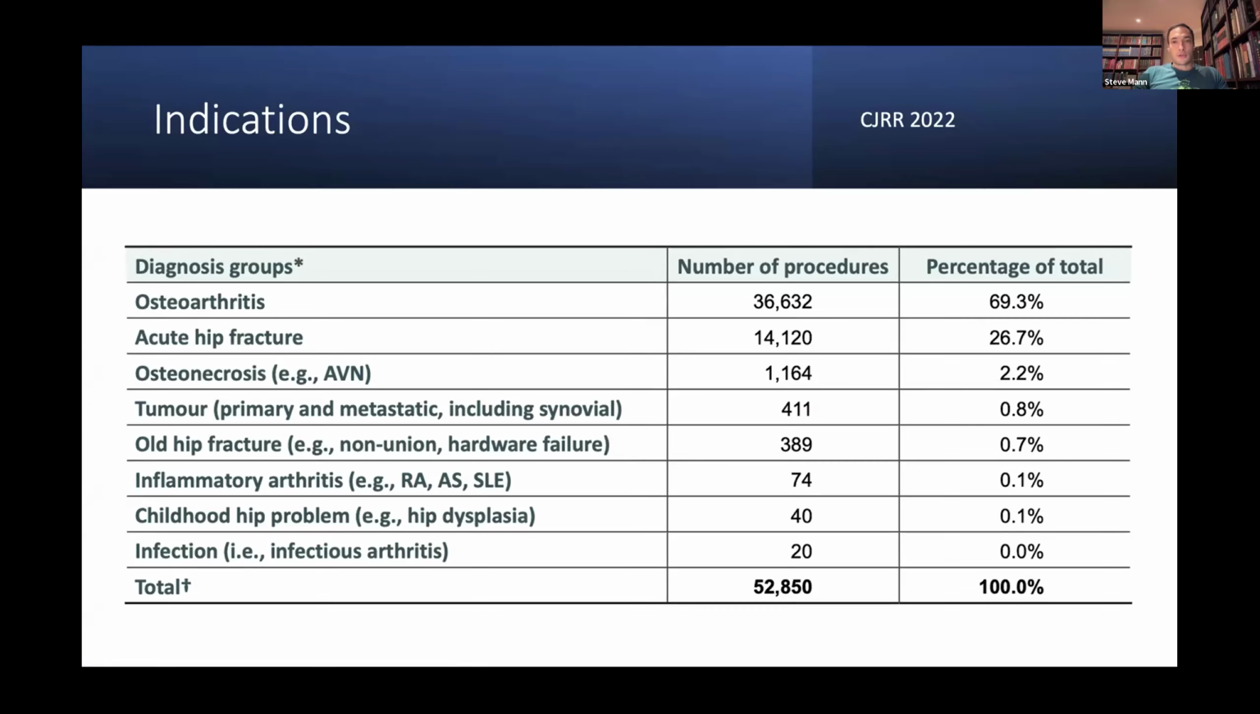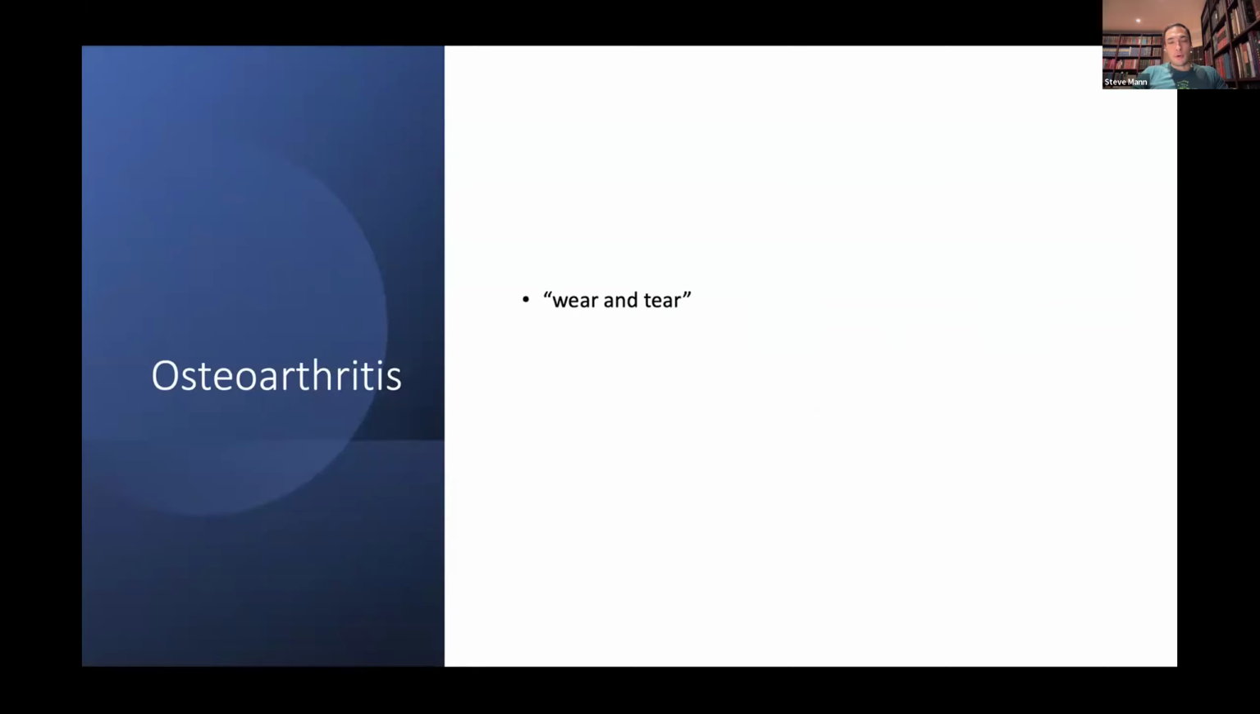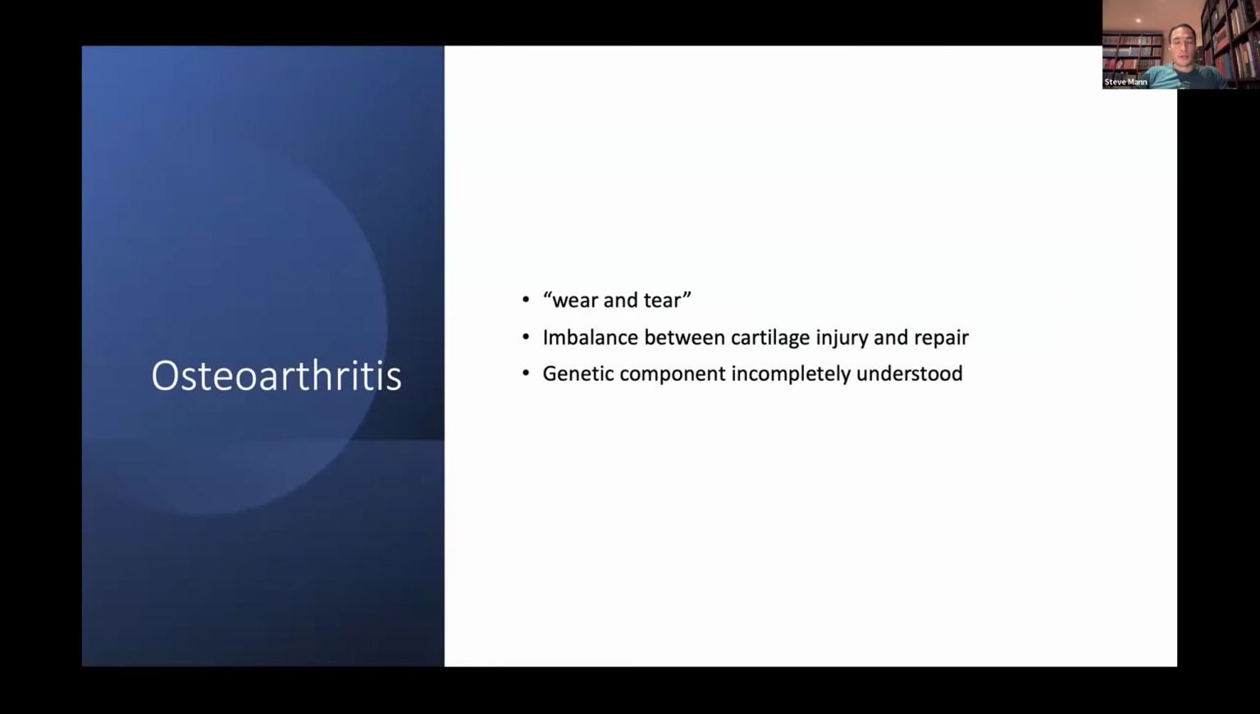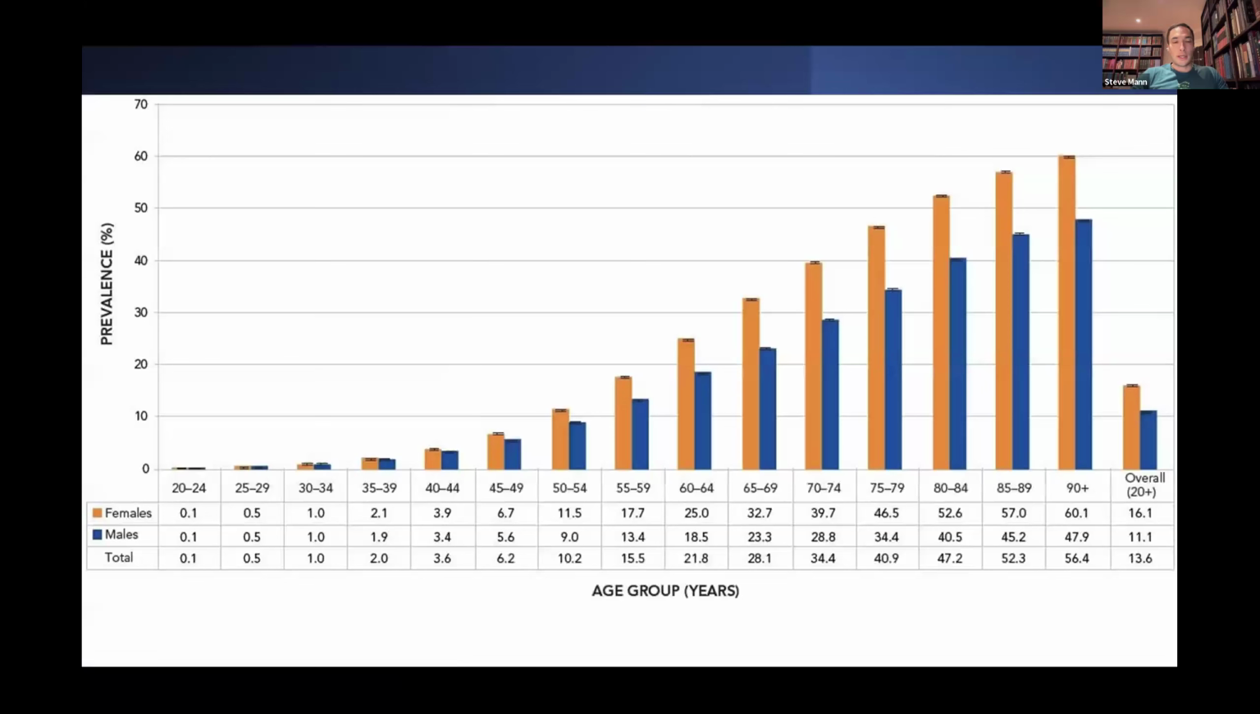So by and large, we do hip replacements for osteoarthritis, which you may have heard called wear and tear of the joint. Now, it's probably a little more complicated than that. There's an imbalance between cartilage injury and repair, and for reasons that aren't entirely clear, it happens to some people more than others. It's not directly activity related. But we do know that absolutely it shows a predilection based on sex, so more common in females. And as time marches on, you are more and more likely to have osteoarthritis.